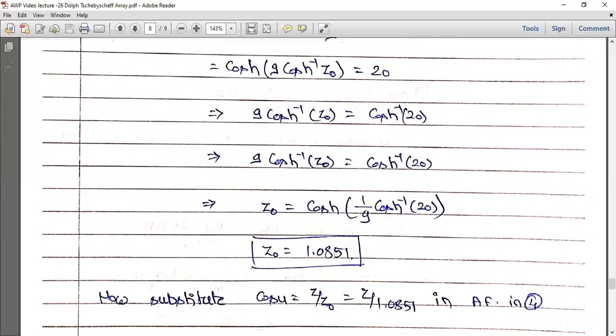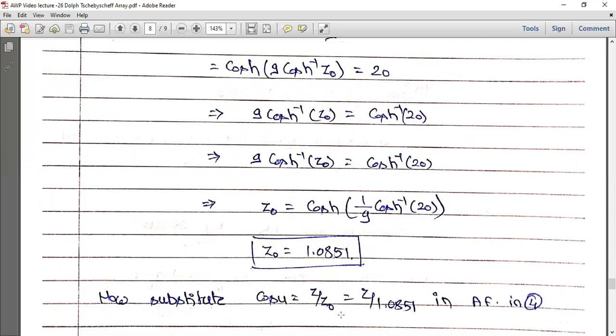Once you have this, how will this help you? So now cos u will be equal to Z by Z0. When you substitute cos u is equal to Z by Z0, this whole value Z by Z0 cannot be greater than 1 or less than minus 1. That means now this Z can vary from minus Z0 to plus Z0. Okay, we have scaling. We are scaling the Z parameter here.